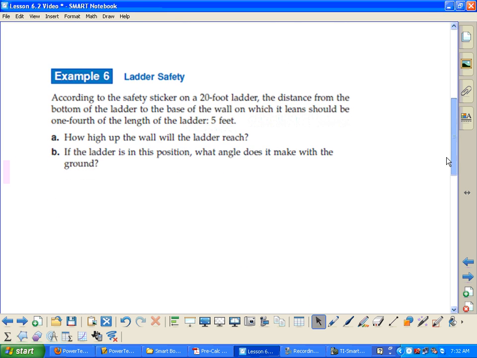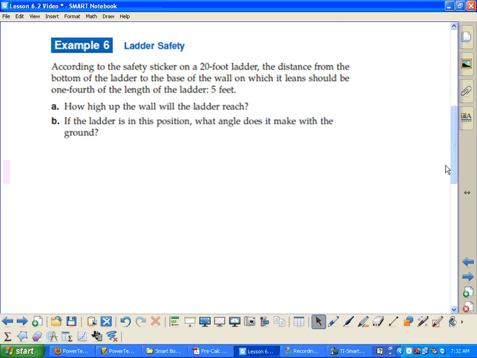Okay, we're going to look at example 6 here. This has 2 parts to it. It says ladder safety. So according to the safety sticker on a 20-foot ladder, the distance from the bottom of the ladder to the base of the wall on which it leans should be 1/4 of the length of the ladder. So in this case, that would be 5 feet. Letter A, how high up the wall will the ladder reach? And letter B, if the ladder is in this position, what angle does it make with the ground?